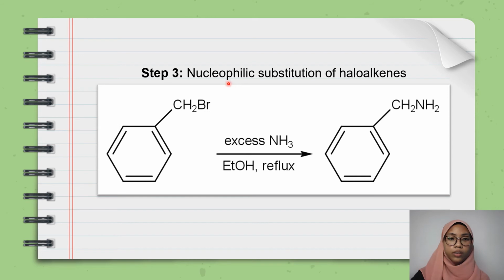Step 3. Nucleophilic substitution of haloalkanes. As you can see here, bromomethylbenzene reacts with excess ammonia in ethanol under reflux to form phenylmethanamine. Bromine here will be substituted with an amino group to form this structure, phenylmethanamine.